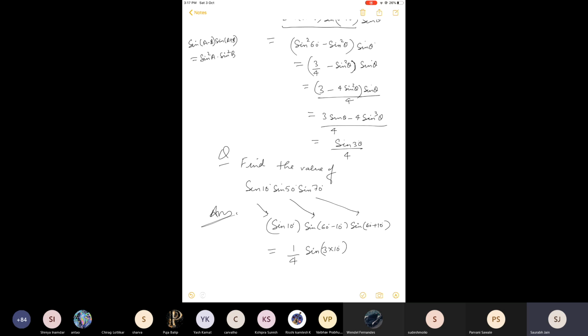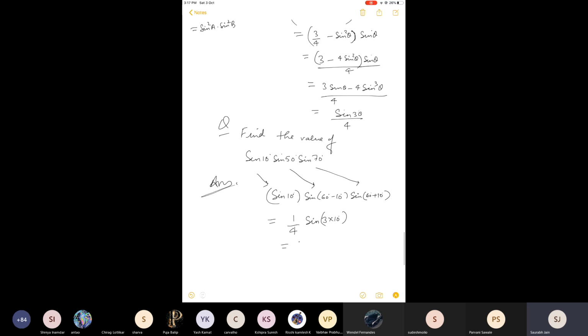I hope you are getting it. And in the next step you will get the answer: 1 by 4 sin 30 degrees, 1 by 4 into 1 by 2, that is 1 by 8. Okay, simple. But what is important is that you should be able to compare it with the formula.